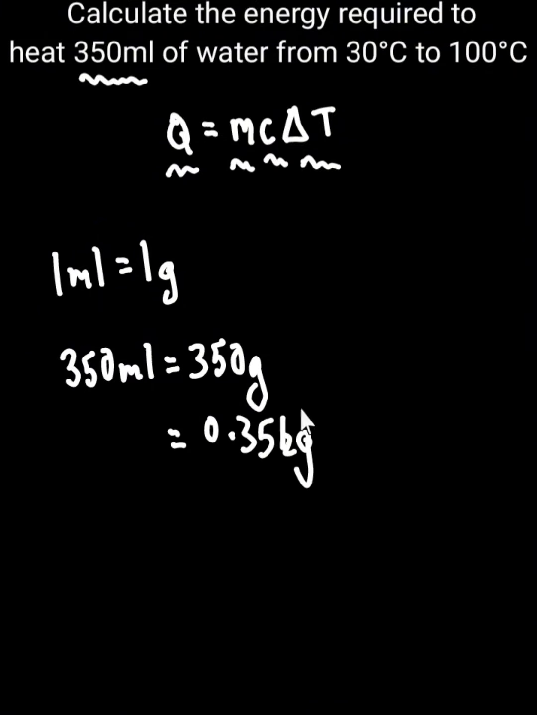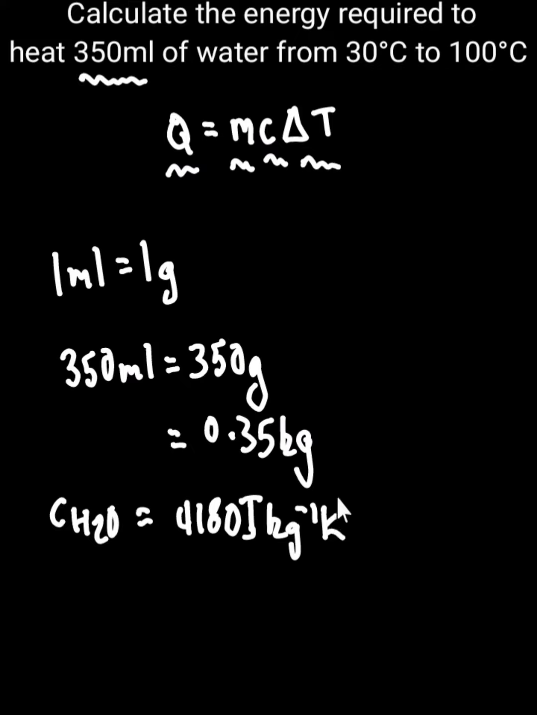0.35 kilograms. Now the specific heat capacity of water, this is a constant by the way, is 4,180 joules per kilo per Kelvin. And to calculate the temperature change, it's just the final temperature minus the initial. So we know the temperature change is going to be 70 degrees Celsius.